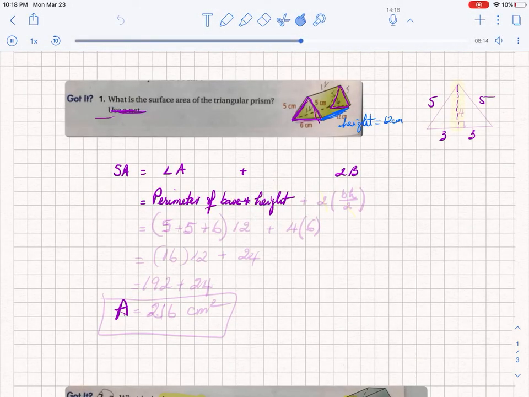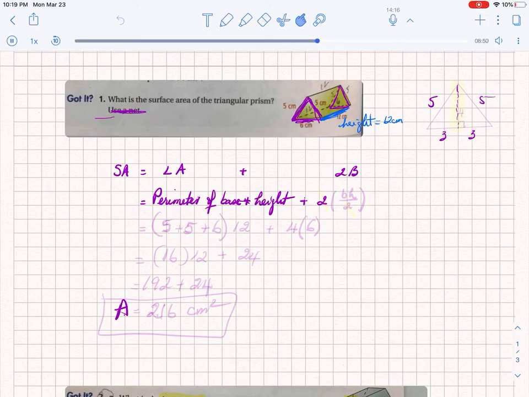Okay, let me move this a little bit. I'm going to bring it out here. And then you are going to add the area of the bases. The base at this point is a triangle. This is an isosceles triangle. The reason I know that is because of this piece right here. It has the two sides the same. The base here is different.